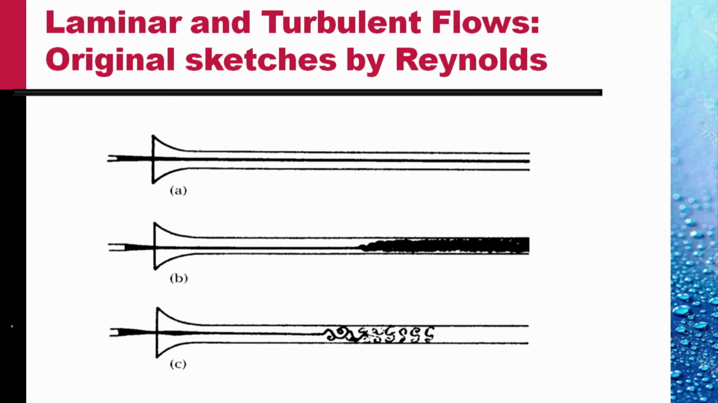These sketches are from the original paper by Reynolds, in which they show that when the flow speed is very low, the streak of ink introduced at the center of the tube comes out smoothly and flows down the tube. But when we increase the flow speed a little bit, the ink spreads out downstream in the tube. At still higher Reynolds number, at still higher velocities, the streak of the ink is disturbed significantly, and a phenomenon known as turbulence is set up.